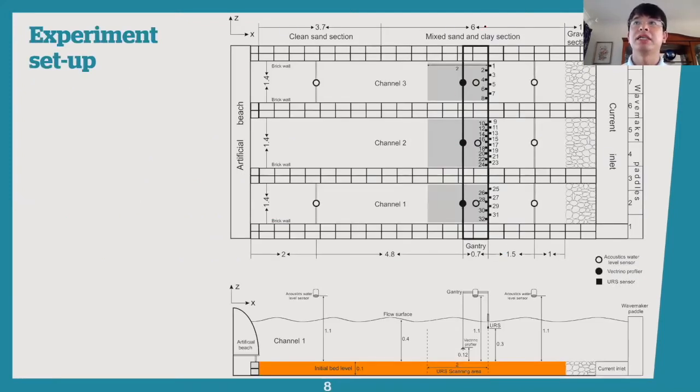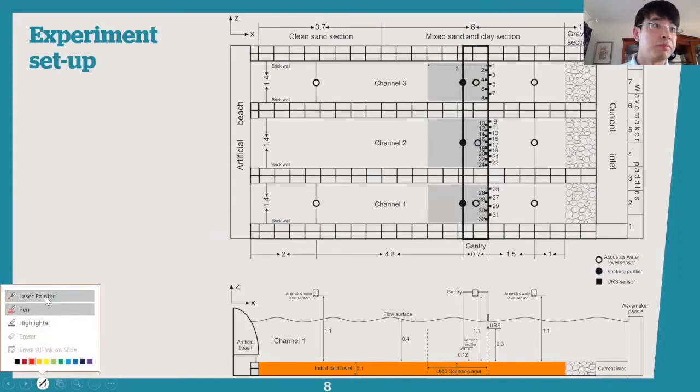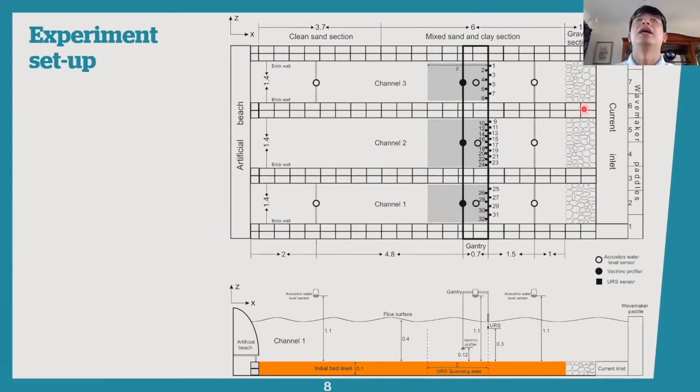So I just changed to the laser pen. The top figure shows the plan view of the experiment setup. The tank was divided into 3 equal-sized channels with 1.4 meter width. And during the experiment, both wave and current moved in the same direction from right to left.